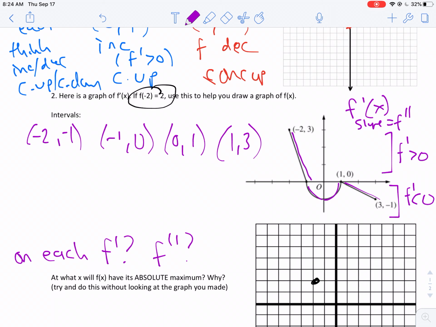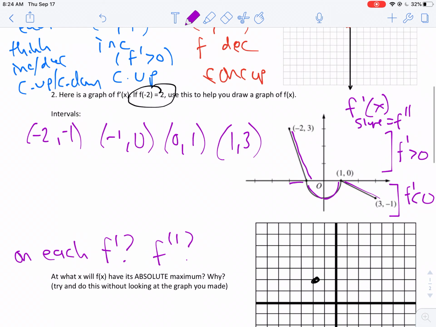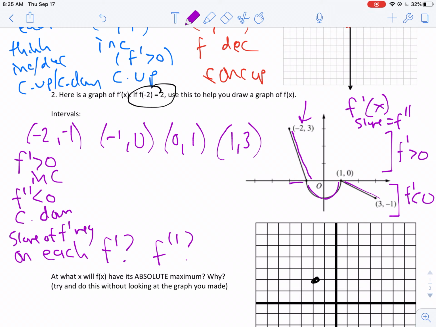Okay, so from negative 2 to negative 1, we're above the graph, or above the x-axis. So f prime is positive, so it's increasing. And then we have a negative slope, right? This f prime function is going down. So f double prime is negative, so that means we'll be concave down. And again, that's because the slope of f prime is negative.